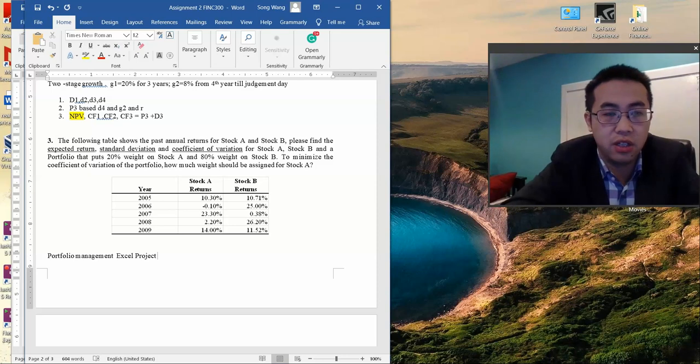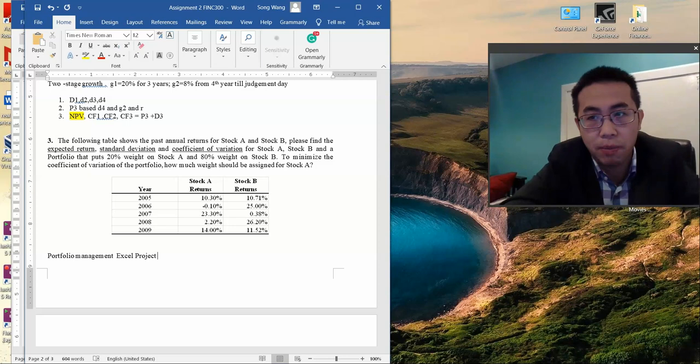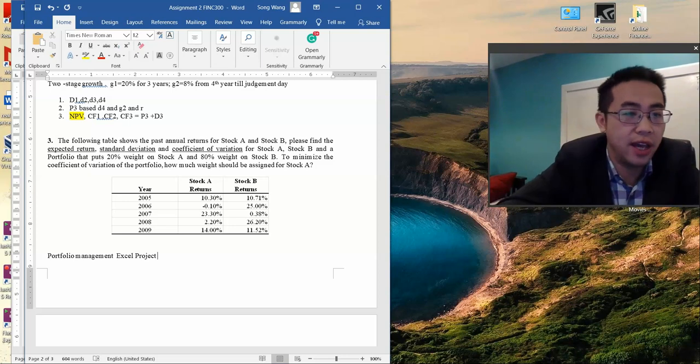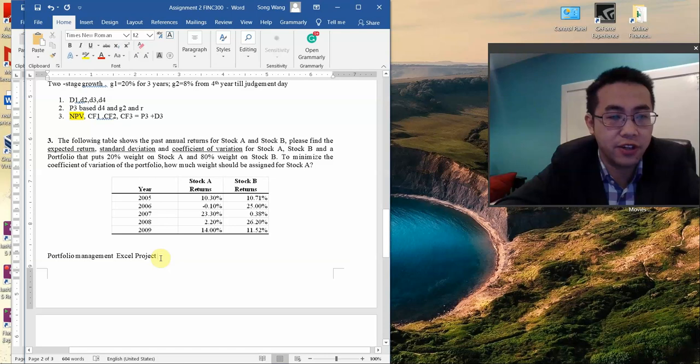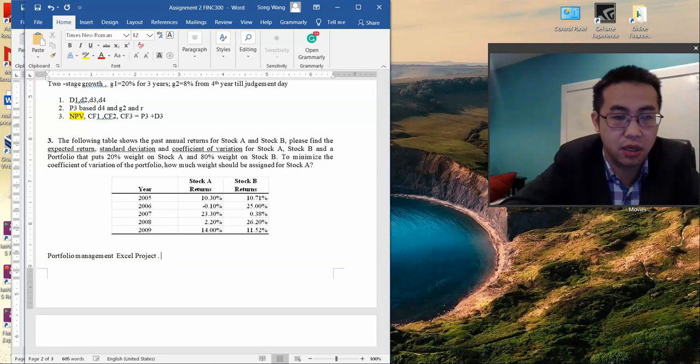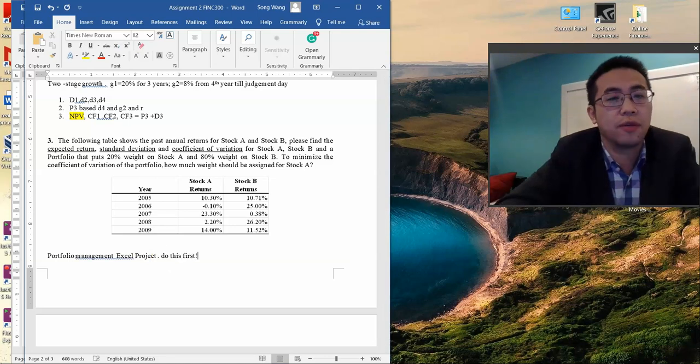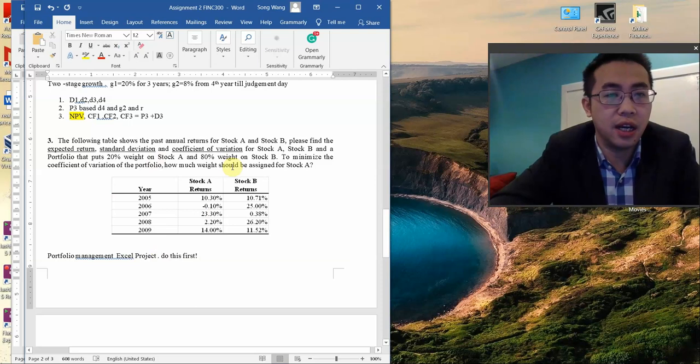For each assignment on this Excel project, I have posted a video or a series of videos. So all you need to do is replication. Just go through that Excel project and have it finished, and then you will be able to calculate these things using Excel. Do this first, so you know how to do the calculations.